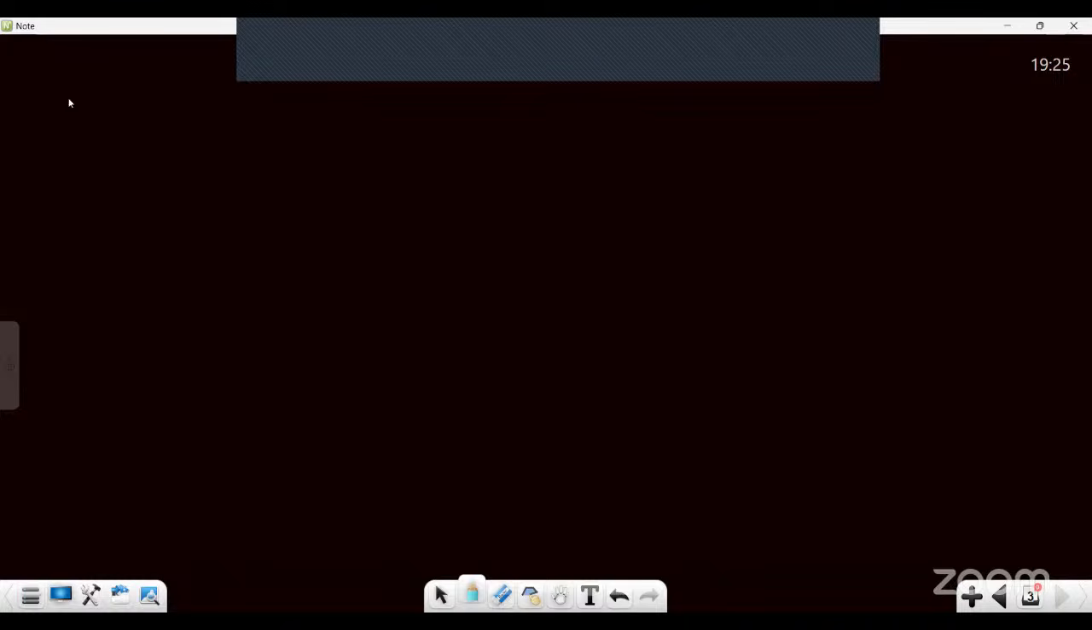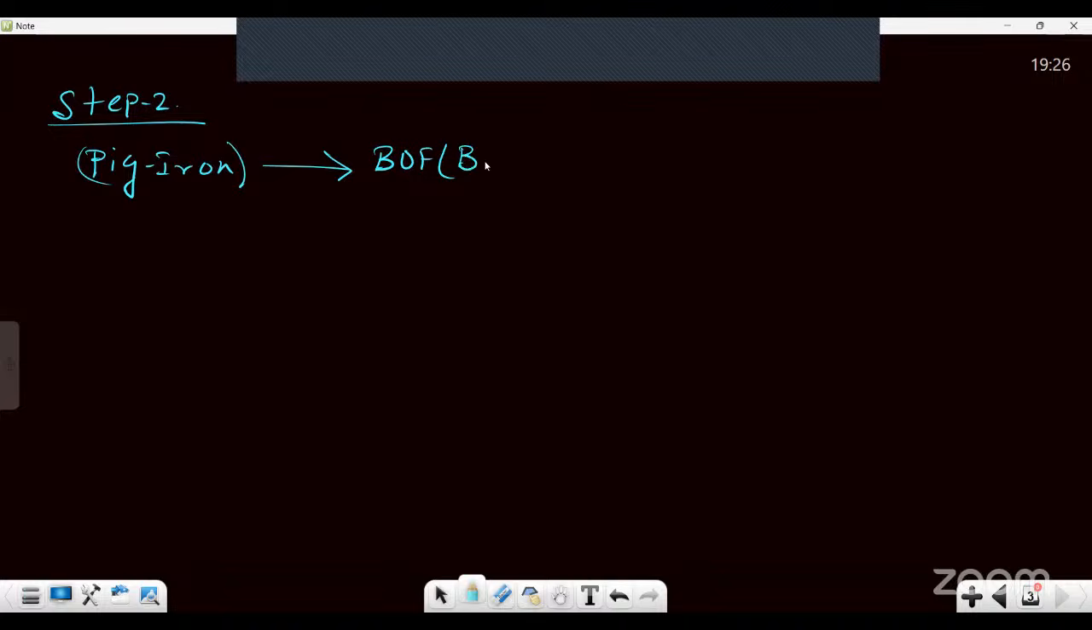Now, in step two, this pig iron that we talked about is basically charged in the BOF or the LD converter. BOF stands for basic oxygen furnace, or the LD converter. And here, what happens? Pure oxygen is blown. So in the BOF process, pure oxygen is blown.